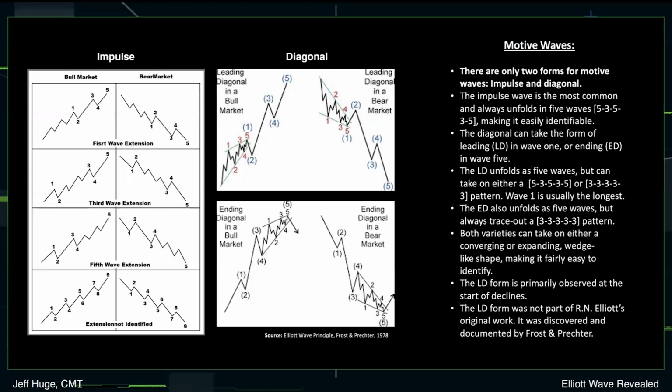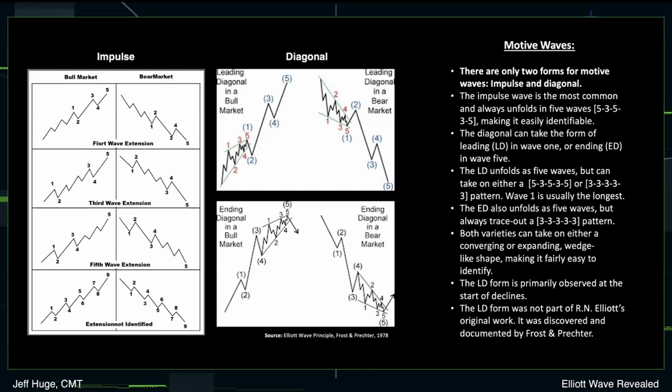It's a 5-3-5-3-5 sequence. So 5 waves up, followed by 3 waves back. That's wave 1 and wave 2. 5 waves up is wave 3. 3 waves back is wave 4. 5 waves up is wave 5. That's the end of a motive wave. And so it's fairly easy to identify.